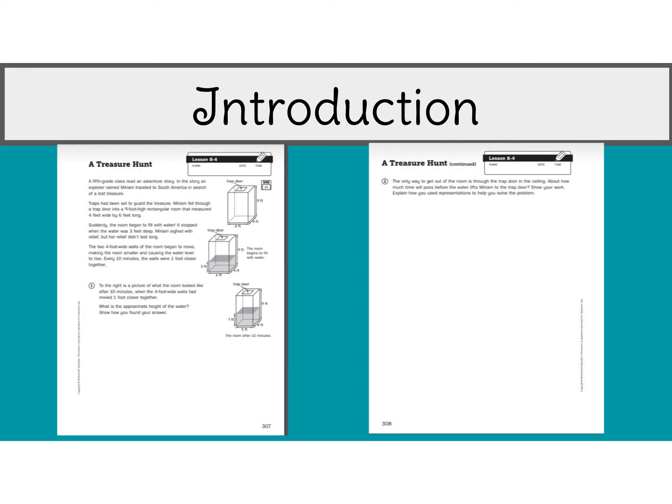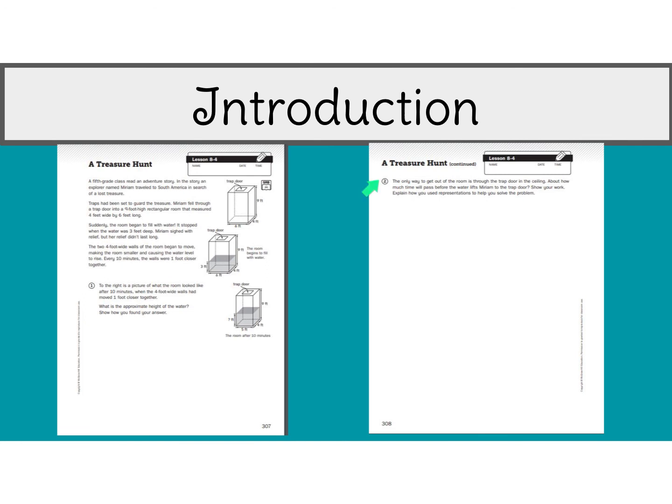To the right is a picture of what the room looked like after 10 minutes, when the 4-foot wide walls had moved 1 foot closer together. What is the approximate height of the water? Show how you found your answer. So again, you're going to be doing approximate height. Think about what you know about volume. Think about where it is in 10 minutes. Is it going to be the same amount in 10 more minutes? Something to think about there. And how you're going to calculate all of that and explain it.